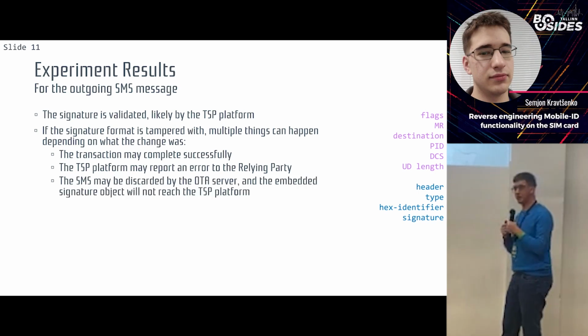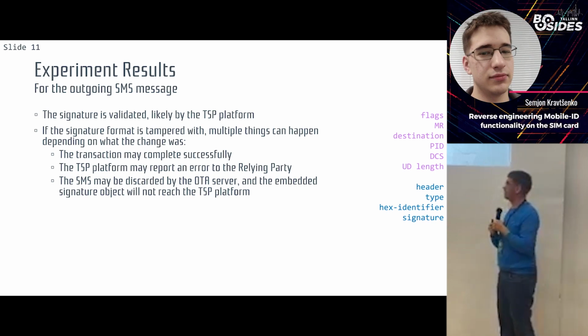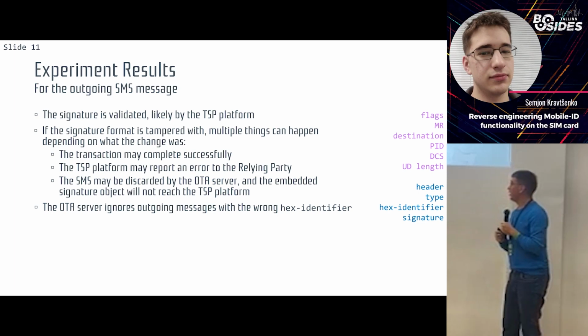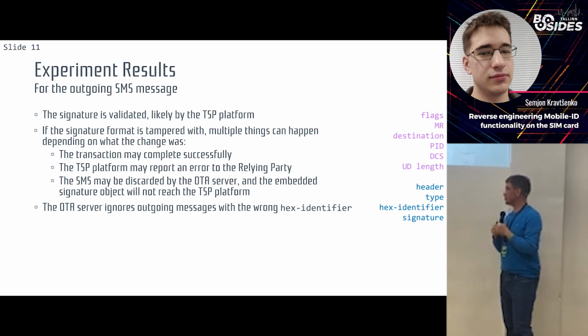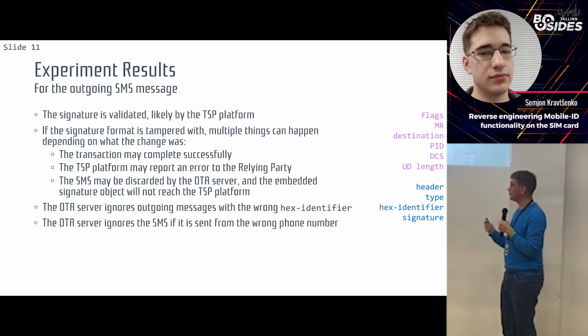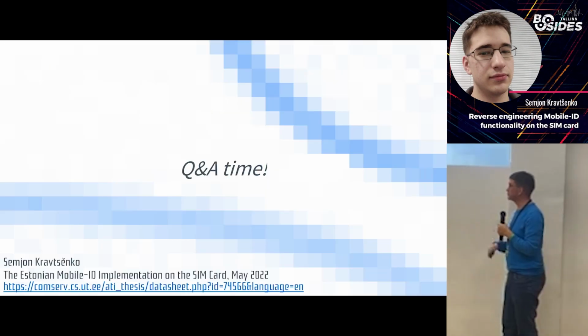And then another thing that may take place is that the OTA server will just ignore this message, and the signature will never get back to the TSP platform. And one such case is that if I modify the hex identifier, the OTA server will disregard this message because there is no transaction with a hex identifier that I supplied instead of the original one. And also, the OTA server ignores messages that are sent from the wrong phone numbers. So this is a nice feature.